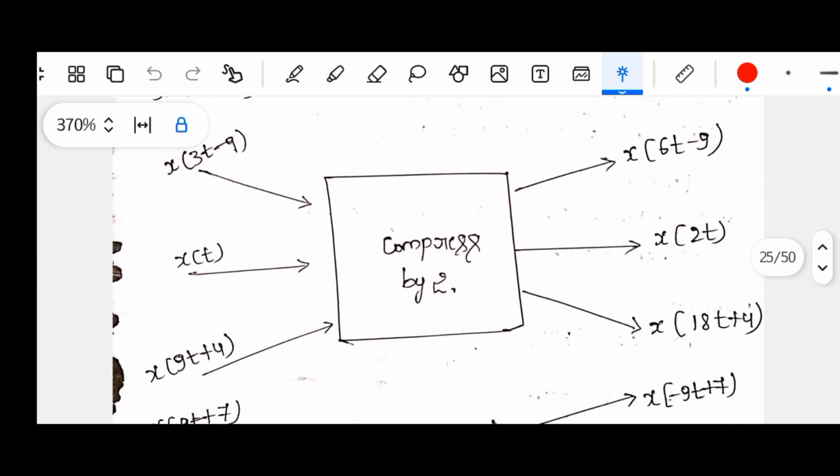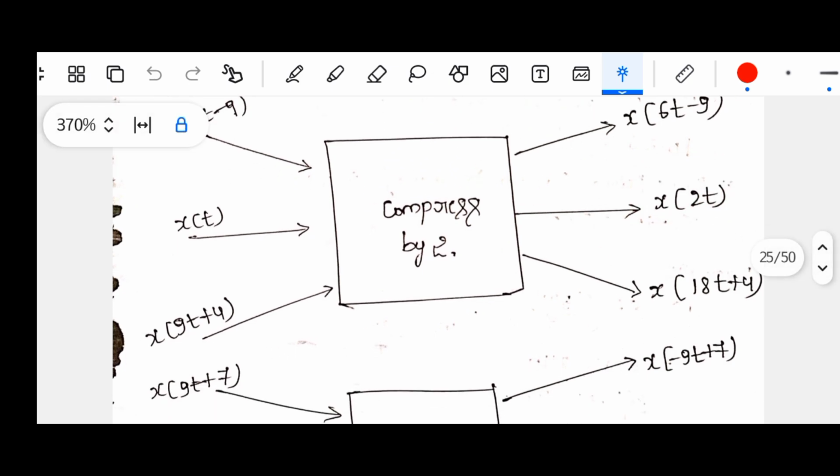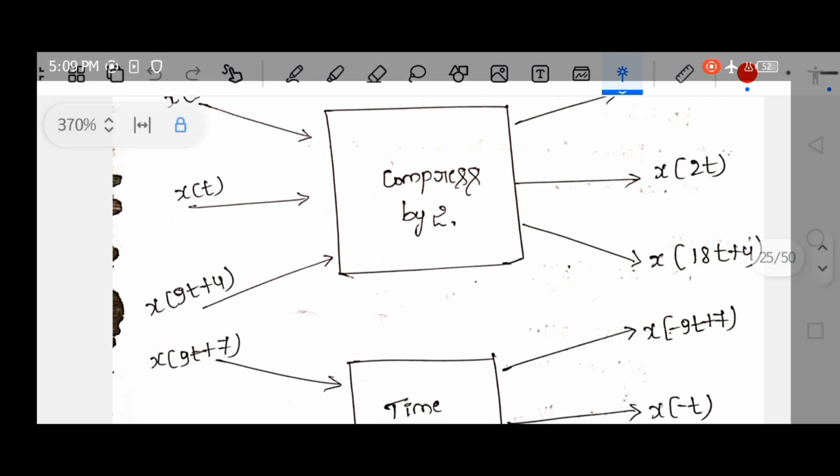Next we will discuss the compress. x of 3t minus 9, divided by 2, multiply with 2. Compressed by 2, it will become x of 2t, meaning x of t will be x of 2t. x of 9t plus 4 will become 9 into 2, x of 18t plus 4.